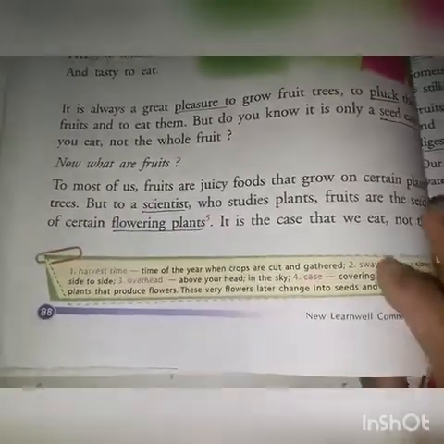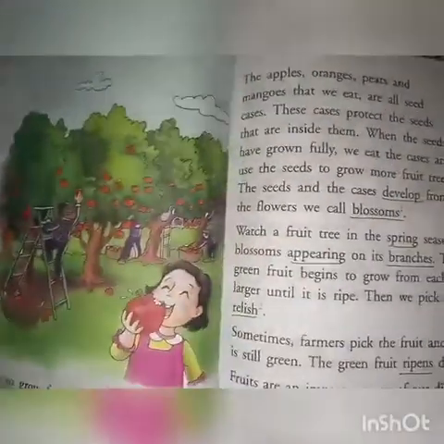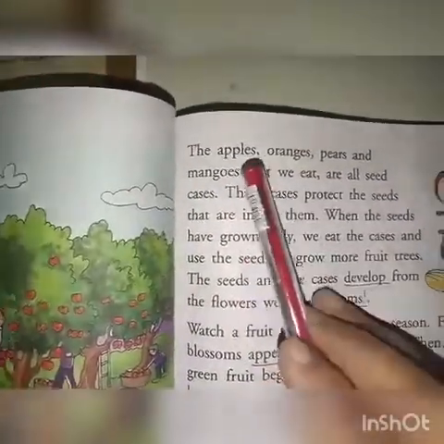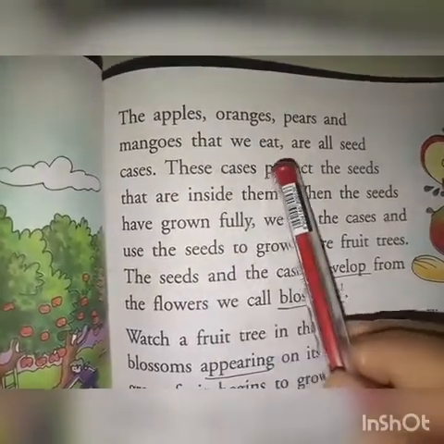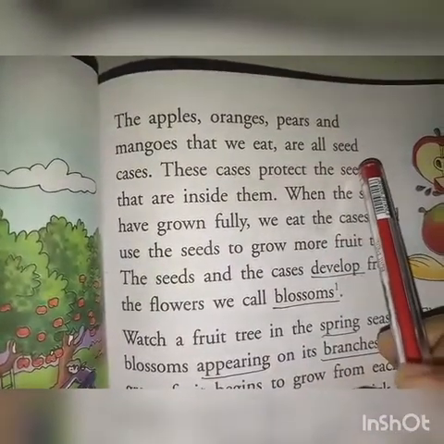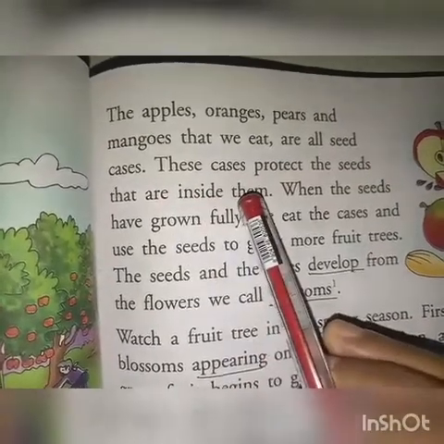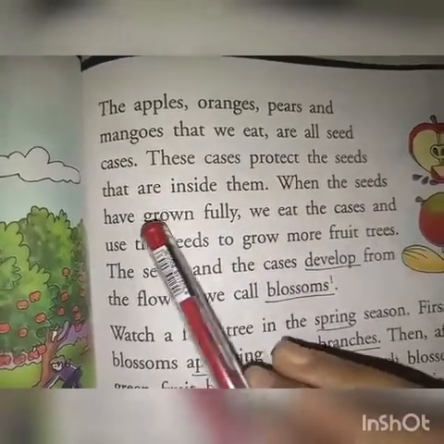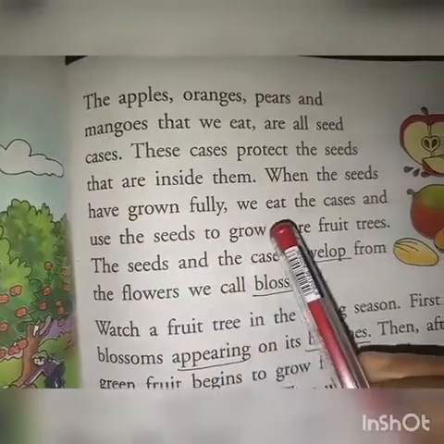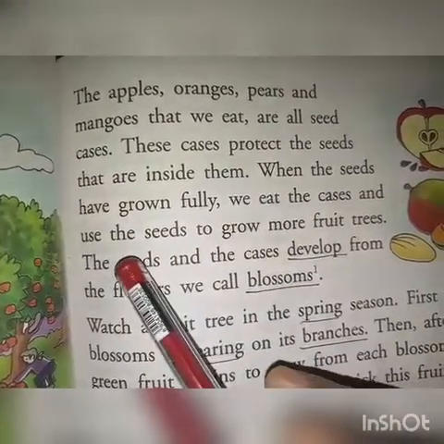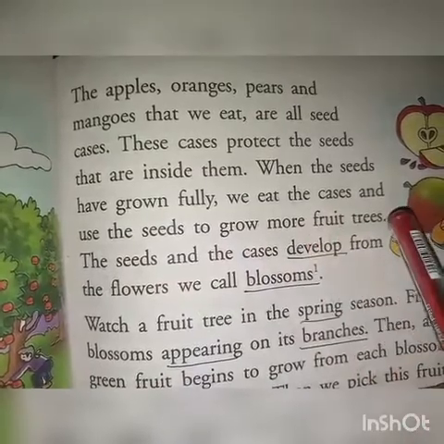We don't eat the seeds. Now we move on to page number 89. The apples, oranges, pears, and mangoes that we eat are all seed cases. These cases protect the seeds that are inside them. When the seeds have grown fully, we eat the cases and use the seeds to grow more fruit trees.